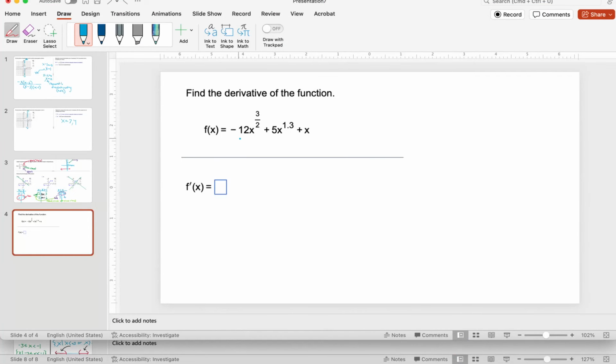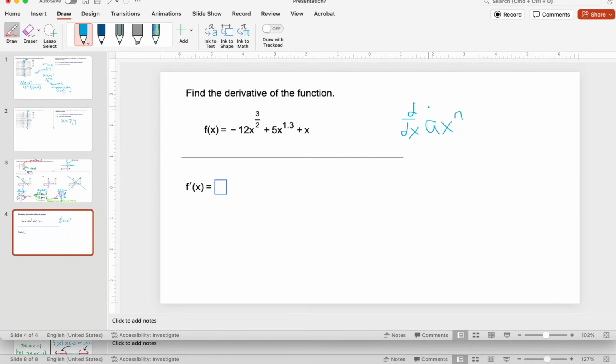Okay, so we want to find f prime. What we're going to do is we use the power rule. This is the one I went over last class if you were here. But I'm going to write it down again. So if I have a x to the n, and I want to find the derivative of it, this is the notation we use for the derivative.